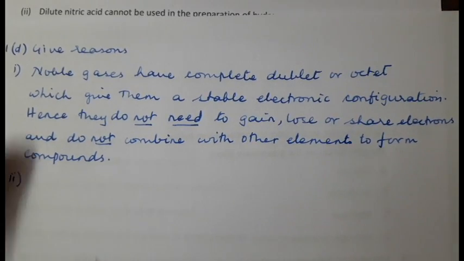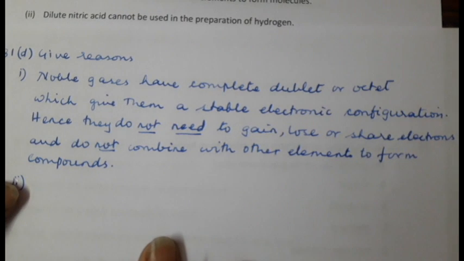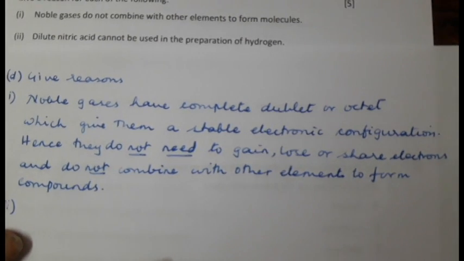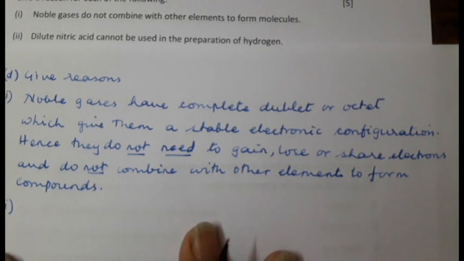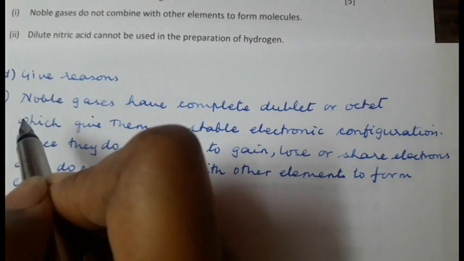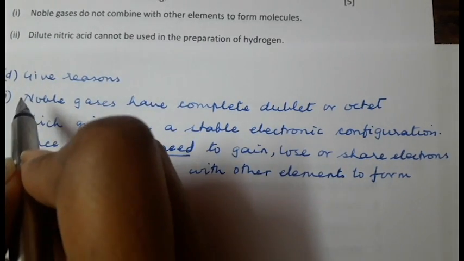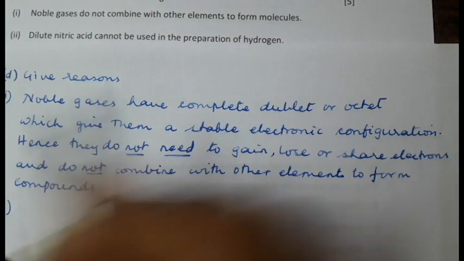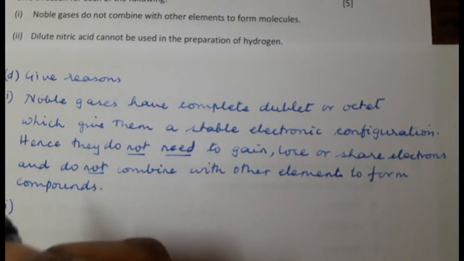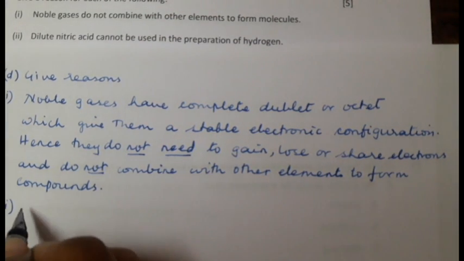Our second question, dilute nitric acid cannot be used in the preparation of hydrogen. Now, what do we know about nitric acid? It's a strong oxidizing agent. So, it's going to liberate nascent oxygen. Now, hydrogen when it is prepared, immediately that nascent oxygen will attack this and form water. So, we'll write just that.